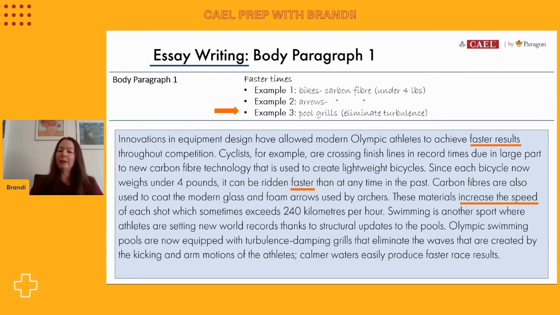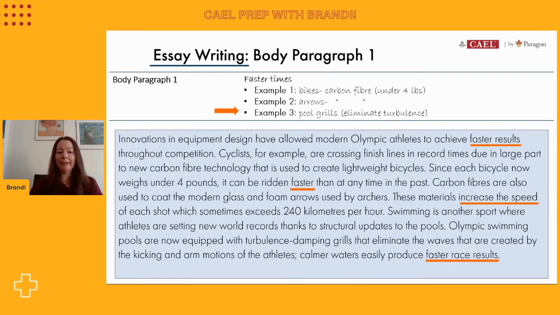And we have here, swimming is another sport where athletes are setting new world records thanks to structural updates to the pools. Olympic swimming pools are now equipped with turbulence damping grills that eliminate the waves that are created by the kicking and arm motions of the athletes. Calmer waters easily produce faster race results. So again, we added that last little phrase there to connect this notion of how the grills in the swimming pool also allow athletes to compete much faster now than ever before. So we have very strong coherence.